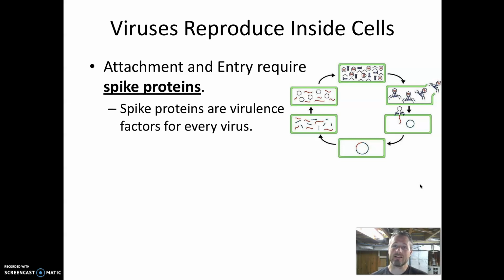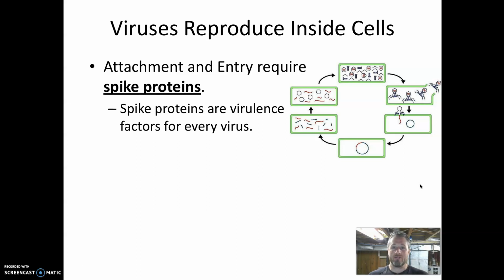So that means that we can generalize about viruses that cause disease, and we could say that their spike proteins are virulence factors. That's true for every virus. They could not cause disease without their spike proteins. So that's just a common virulence factor we can point to. If we understand that virulence factor, it might help us find treatments or preventions against that disease.